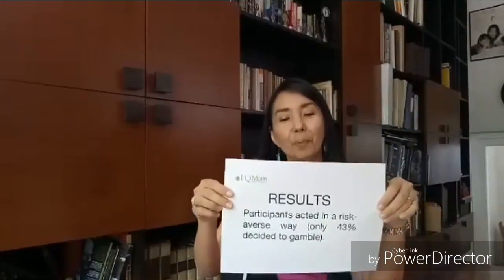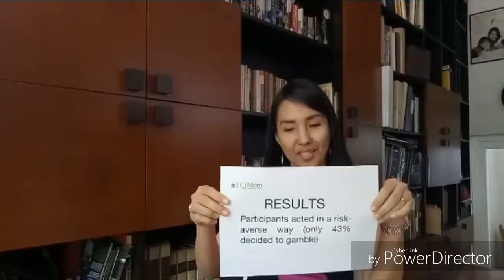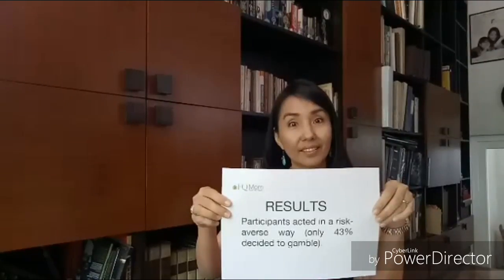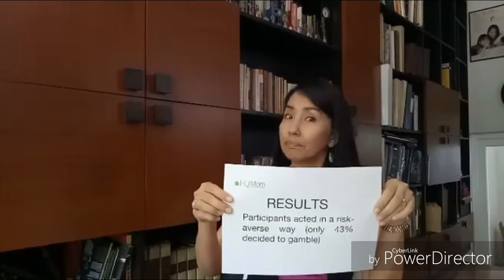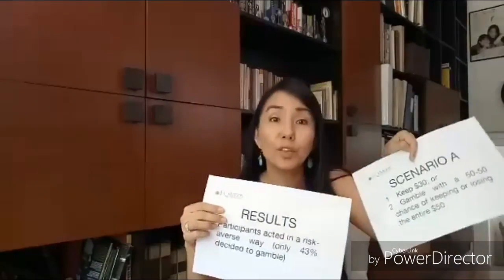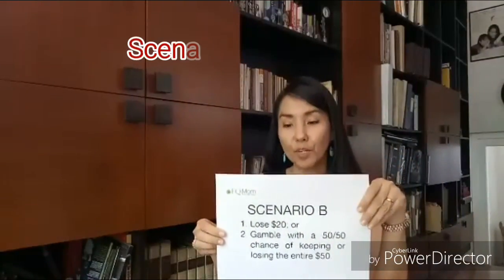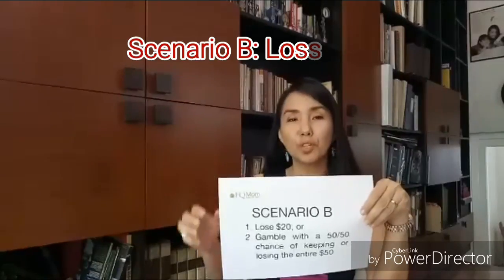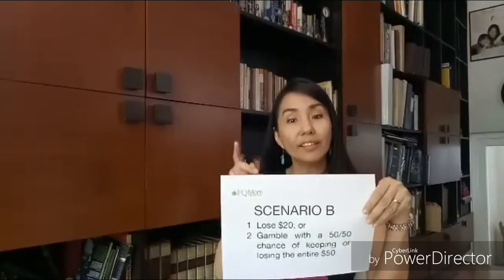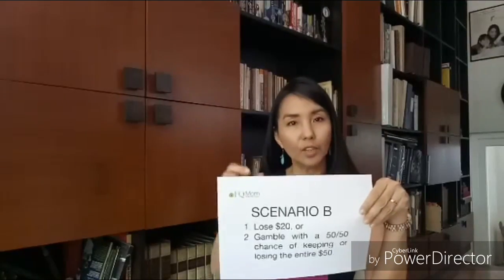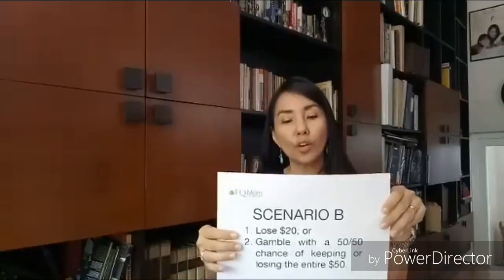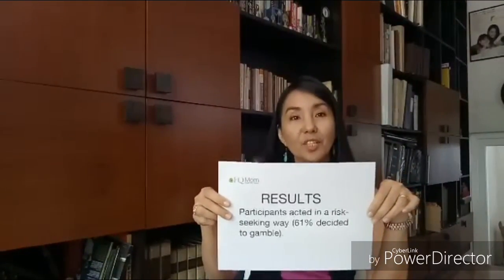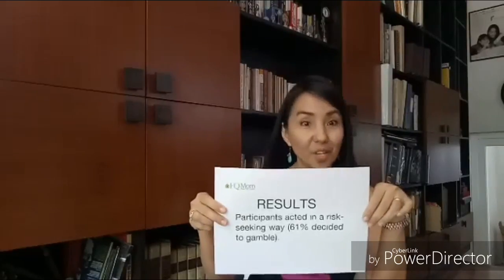The results. The participants became risk averse. Only 43% decided to gamble. The majority did not. They'd rather just keep the $30. So that's what happened. Now, if the framing was switched a bit, scenario 2, first option, okay, $50 to start with. Now lose your $20 na lang, sabi niya. Or gamble with a 50-50 chance. Either you get the entire $50 or you lose the entire $50. And then, guess what? The participants decided to gamble. 61%. That's a huge difference.